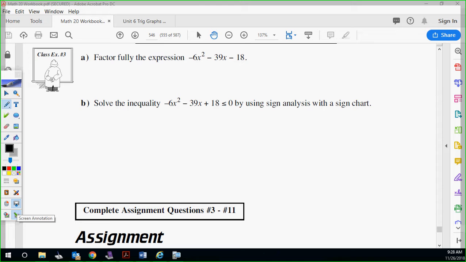We could take out a negative 3. Okay, negative 3 is going to make a difference. I'll show you. That gives you 2x squared plus 13x plus 6. We're going to factor that now.